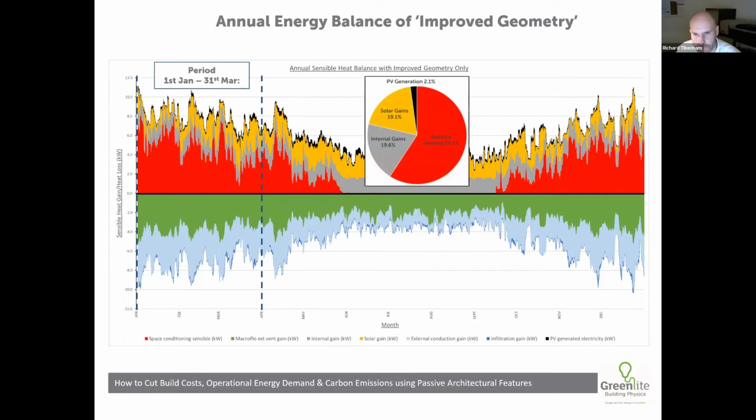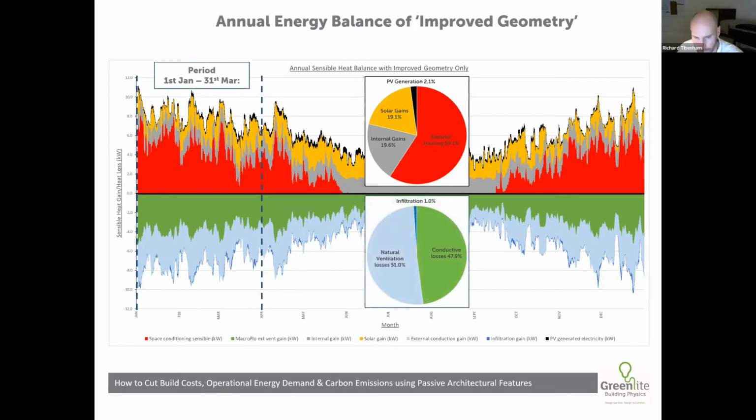If we break this down, we can see that the radiator heating is responsible for 59% of the heat gain. Solar heat gains and internal heat gains are fairly equal, about 19%. You're only getting 2% off the PV array. In terms of heat losses, it's almost a 50-50 split between conductive loss and ventilation losses.